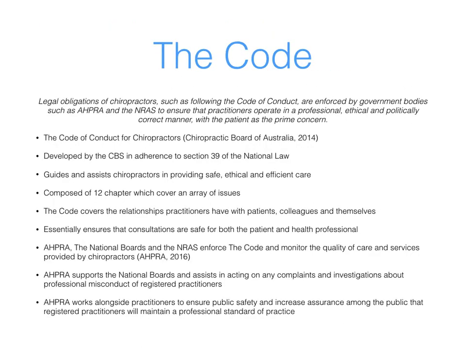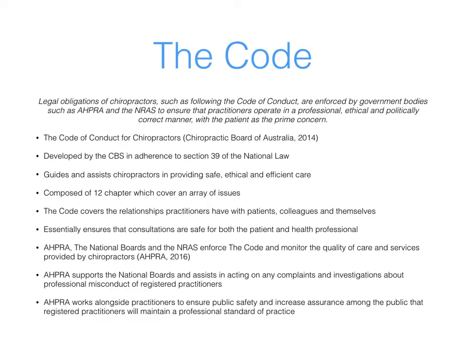So there is a specific code of conduct for chiropractors which was developed by the Chiropractic Board of Australia in adherence to Section 39 of the National Law. The code was introduced to guide and assist chiropractors in providing safe, ethical and efficient care and treatment for patients through ensuring that all chiropractors uphold a high degree of professional conduct, provide care that is client-oriented, minimise any risks, ensure that communication with patients is open and confidential, and that the individual needs of different patients are understood and respected. The code is composed of 12 chapters.